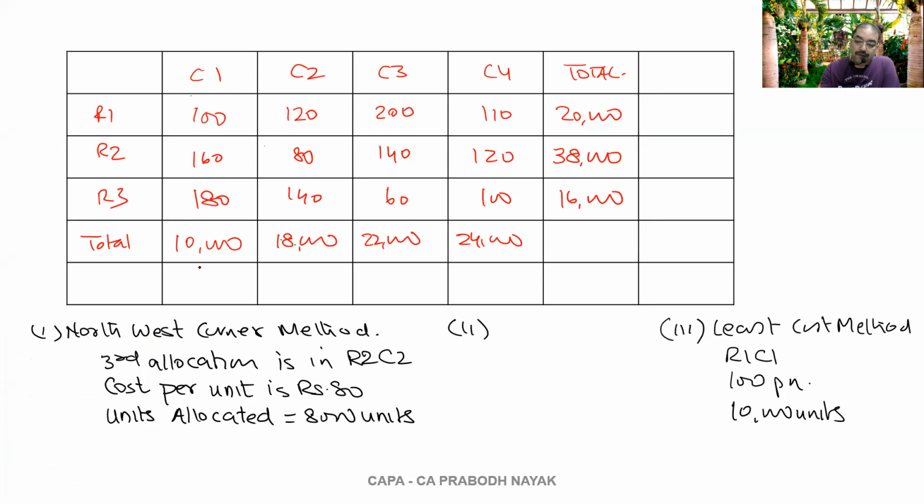So VAM has to be done. You have to calculate penalty. So penalty here, in the first case, row wise, it is 100 and 110. So 10.